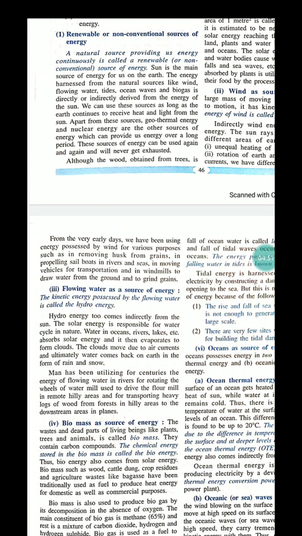Now, flowing water as a source of energy. The kinetic energy produced by the flowing water is called the hydro energy. From where will we get it? From the dams. By building big dams, when the water falls from a very high position, it will rotate the blades of the turbines, and then the turbine will rotate. From there we will get the electrical energy.